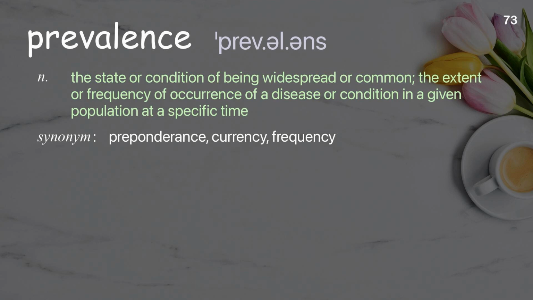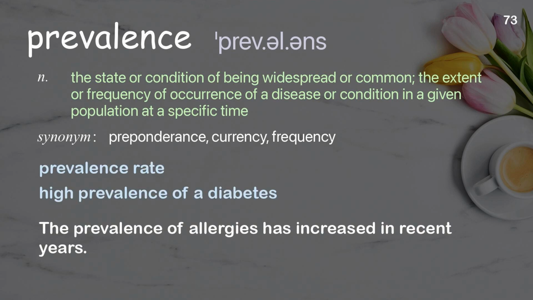Prevalence. The state or condition of being widespread or common, the extent or frequency of occurrence of a disease or condition in a given population at a specific time. Examples: Prevalence rate. High prevalence of a diabetes. The prevalence of allergies has increased in recent years.